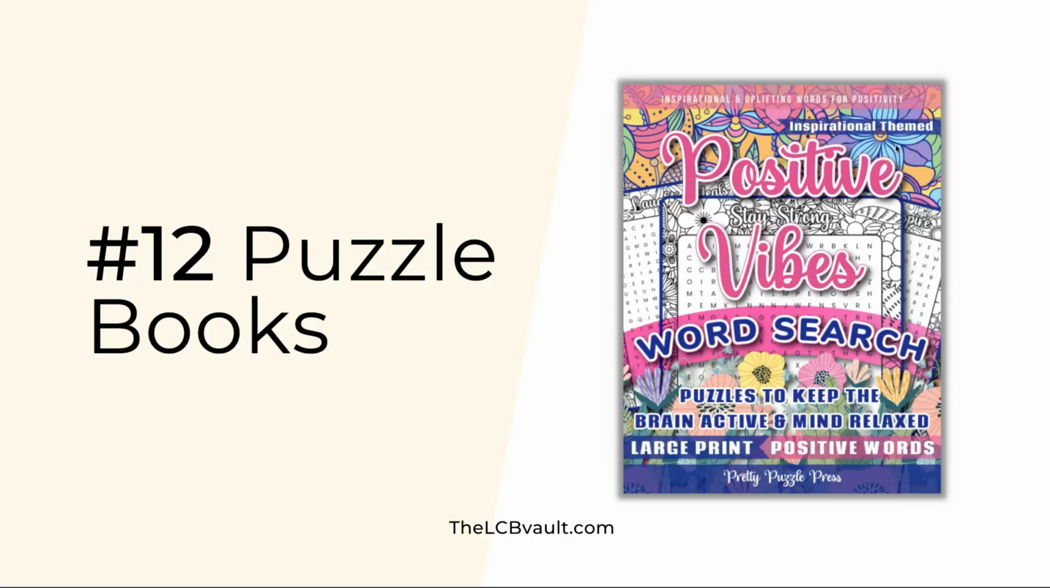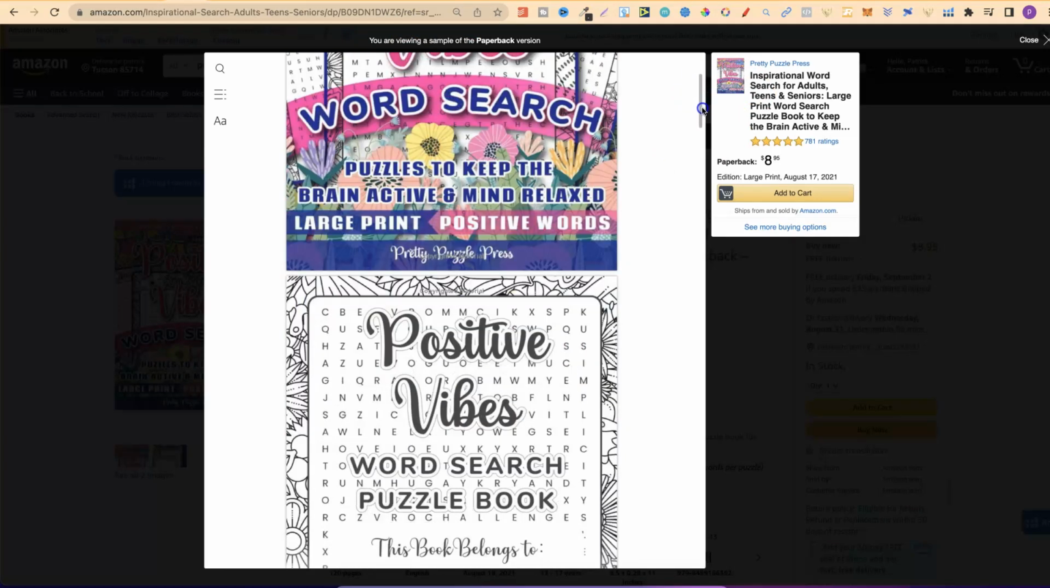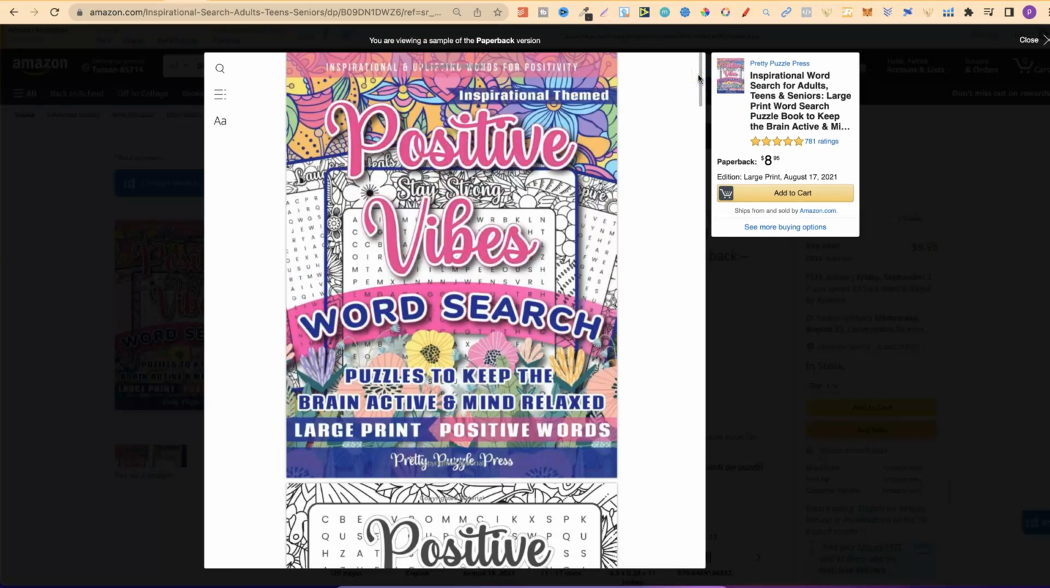Book number 12, and that's puzzle books. Now when it comes to puzzle books, you can have a mixture of lots of different activities. And you can create them for adults, kids, teens. You can have a mixture of lots of different puzzles as well. This one is mainly for word searches, as we can see just here. But puzzle books are a big one.